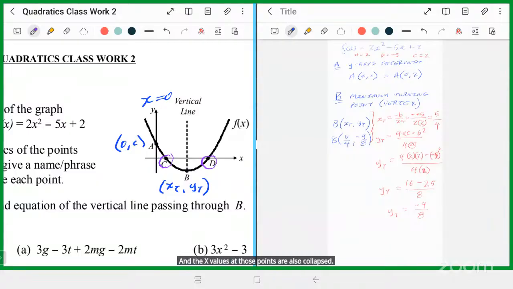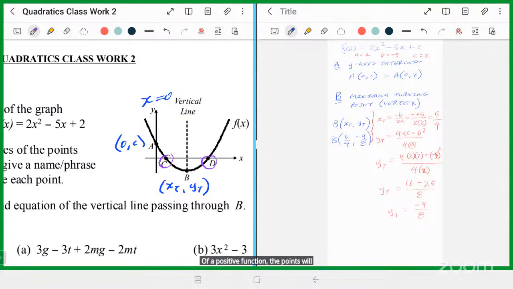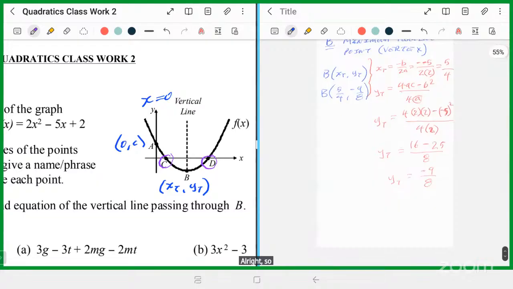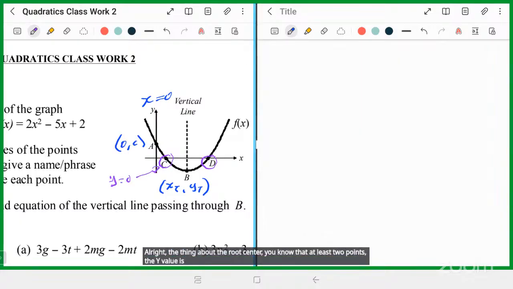And if you want to find the roots of a quadratic function, the points where the graph intersect the x-axis, just know we have to solve the equation. The equation is when you put it equals 0. Alright, so let's look at it one more time. So we want to find the roots now. Because the thing about the roots, you know that at these 2 points, the y value is 0 because they are points on the x-axis. The y value is 0.